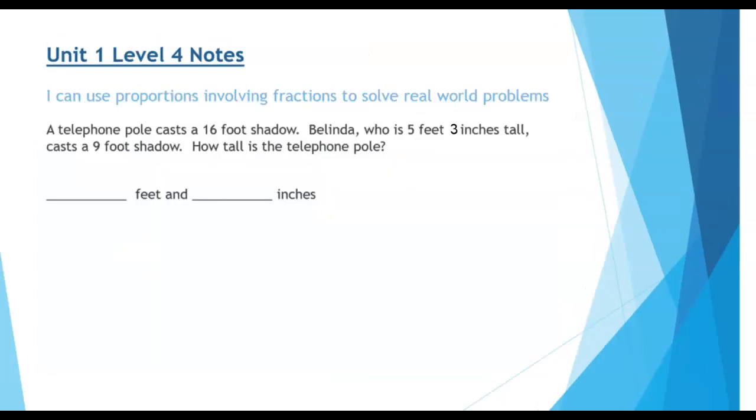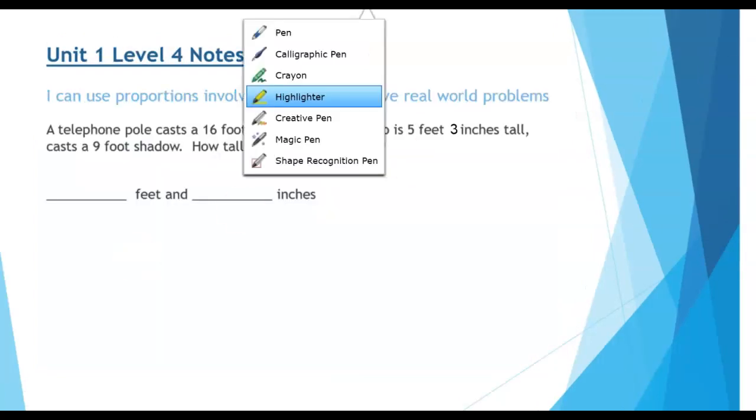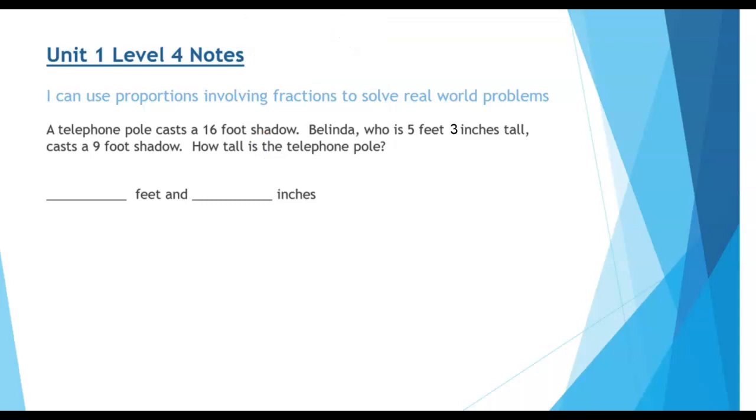Our first example is of a telephone pole that casts a 16-foot shadow. Belinda, who is 5 feet 3 inches tall, casts a 9-foot shadow. So let's draw a picture. Here's a telephone pole casting a 16-foot shadow. And here's Belinda, one of my best friends growing up. She is 5 feet 3 inches, and she casts a 9-foot shadow.